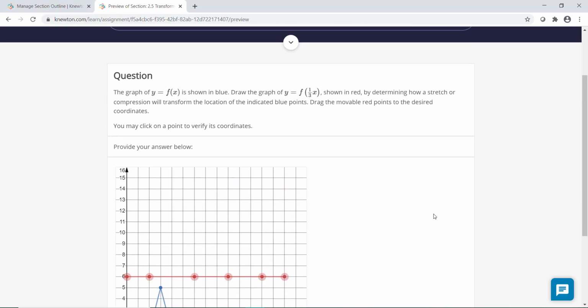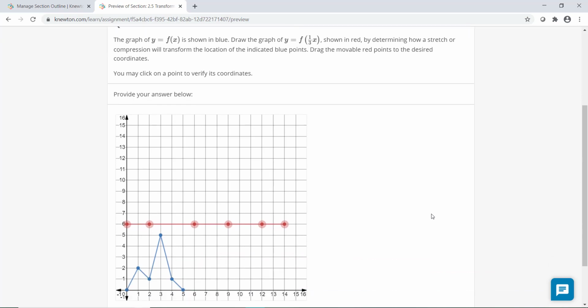I'm going to go over how to do some of the graphing questions in section 2.5's homework. The graph of y equals f of x is shown in blue. We need to draw the graph of y equals f of 1/3 x shown in red by determining how much of a stretch or compression, which I also call shrink in the notes, will transform the location of the indicated blue points. Drag the movable red points to the desired coordinates.